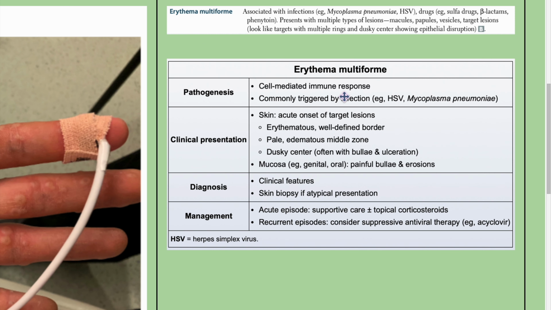Erythema multiforme pathogenesis: a cell-mediated immune response, commonly triggered by infection, HSV, Mycoplasma pneumoniae. Clinical presentation in the skin: you see acute onset of target lesions, like that right there. Pale edematous middle zone, dusky centers, often with bulla and ulceration. Mucosa, for example genital, oral: painful bulla and erosion. Diagnosis is by clinical features, skin biopsy if atypical presentation. Management of acute episodes is supportive care with or without topical corticosteroids. For recurrent episodes, consider suppressive antiviral therapy like acyclovir.